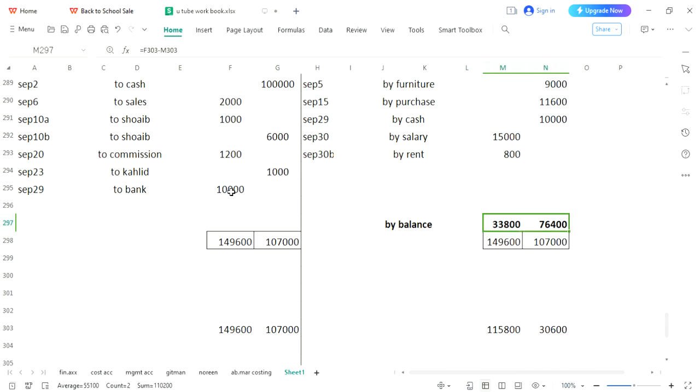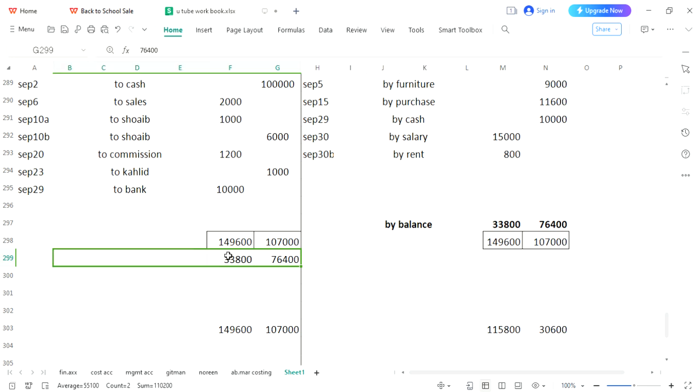Now the last step is to take these balances and bring these balances down. We'll have to write manually. 33800 is your first balance and 76400 is your bank balance. We are making them bold, and you will write the two balances and just mention BD showing balance brought down. So in this way, guys, our ledger is also completed.